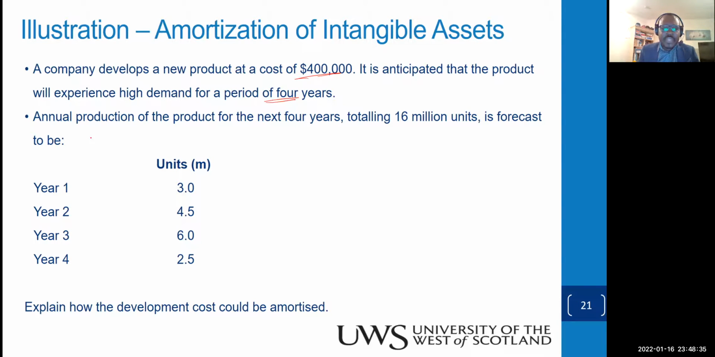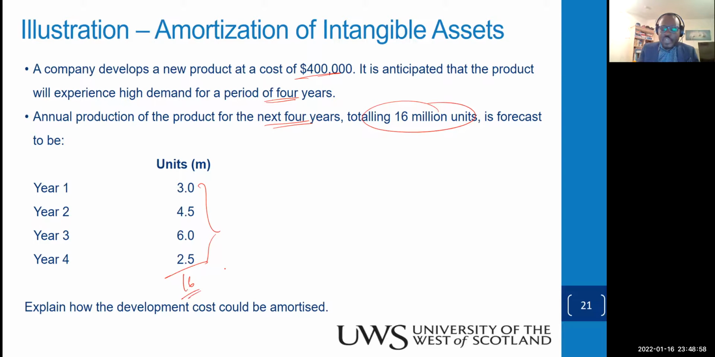4 years. Annual production for the next 4 years, totaling 16 million units, is split as this. Add this and see if you will not get 16. All right. So, yes, 9 plus 9. Okay, that's it. Yes, 16.